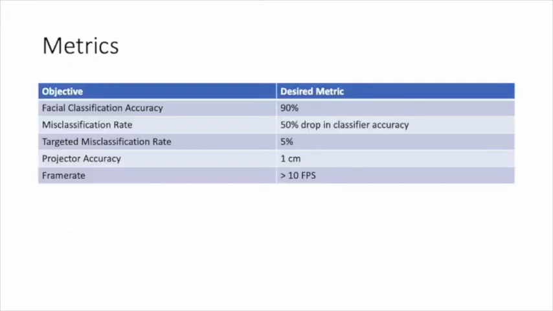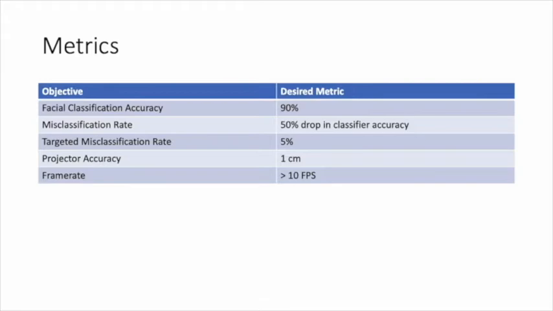Our system requires a 90% facial classification accuracy to show that our techniques work on even a high-quality classifier. Our main objective is misclassification, which is to cause the classifier to output any wrong answer. This corresponds to a drop in classification accuracy. We aim for at least 50% drop in accuracy. Our secondary, more difficult goal is targeted misclassification, where we choose a single person and hope to get the classifier to always output that person as the answer.